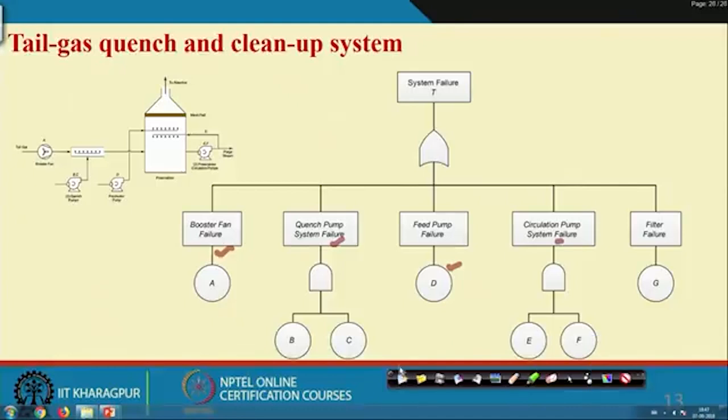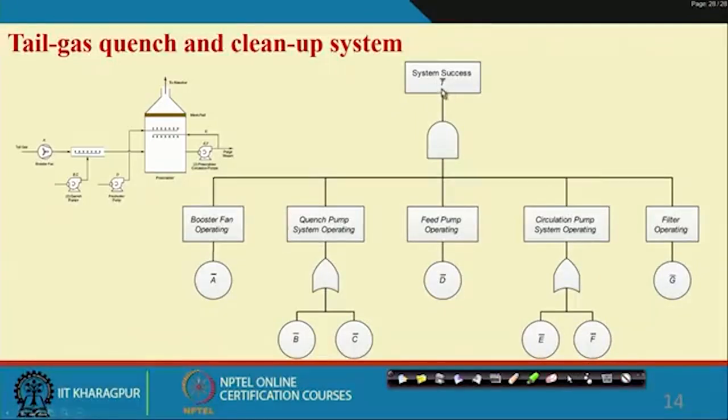Now, if we want to see your successful path, this is basic, once you use the MOCAS algorithm, you will get the cut set from this. Then what will be the success one? The success one we can write like this, system success T bar.